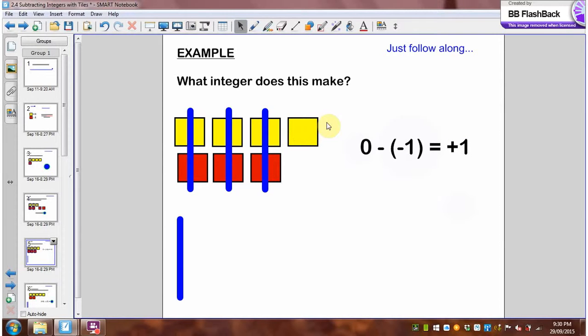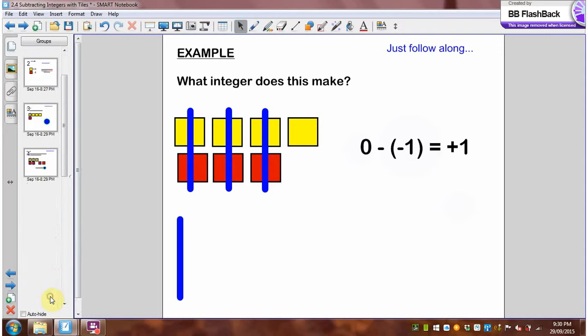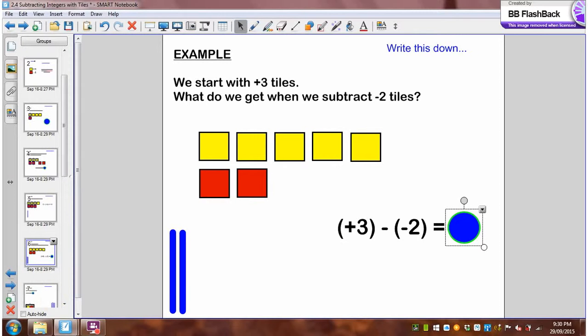Alright, if you have any questions, pause the video and ask a friend to help you out, or an older student. Or if I'm available, make sure you ask me any questions. Alright, when you're ready, I want you to write this down. Write this example down, and we're going to do this one together. Alright, so pause the video, write this down, make sure you draw out your tiles, and when you're ready, come on back.